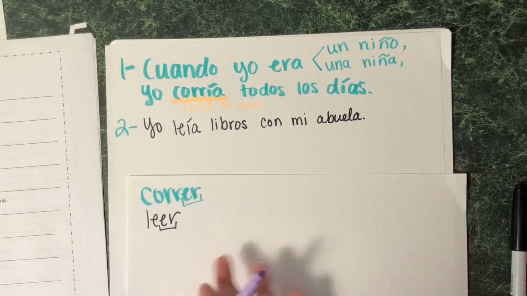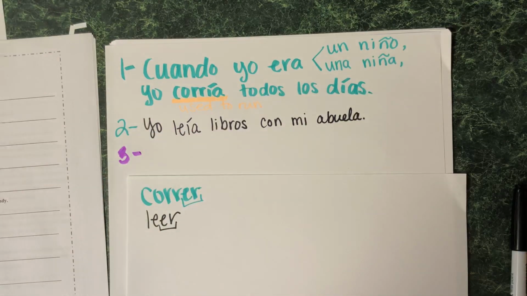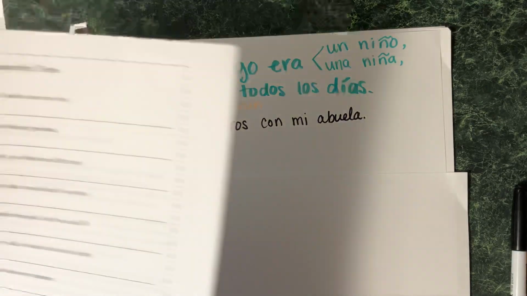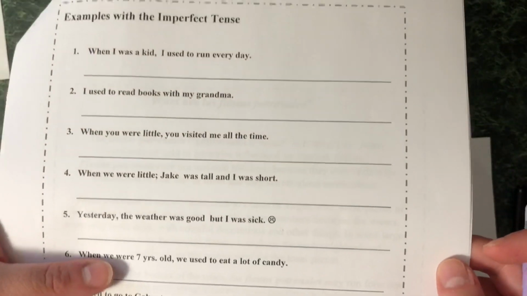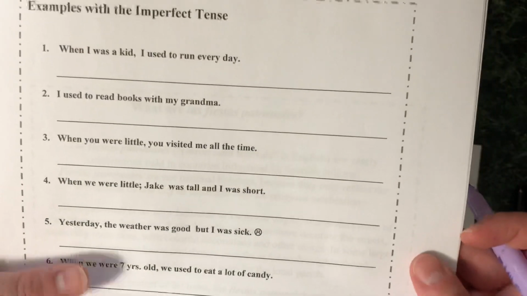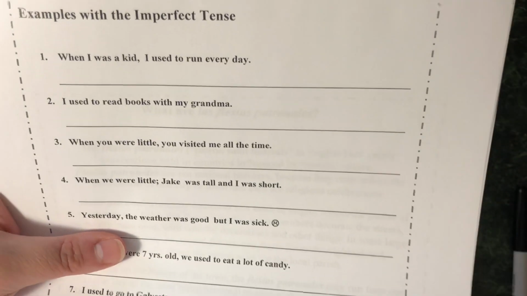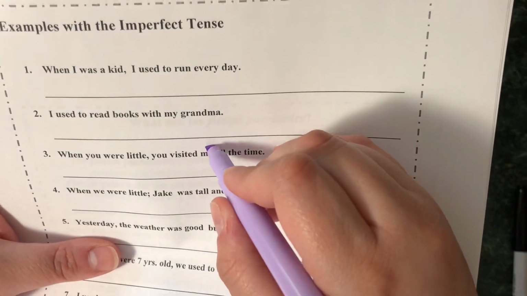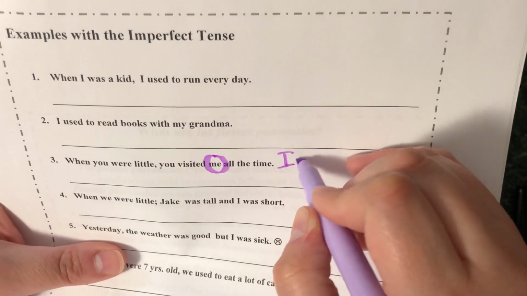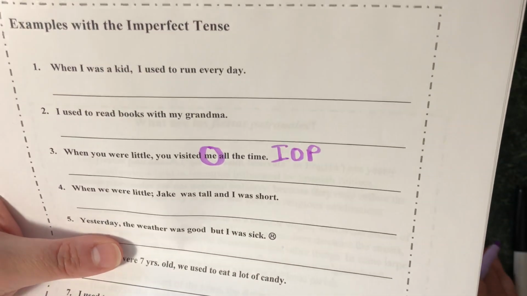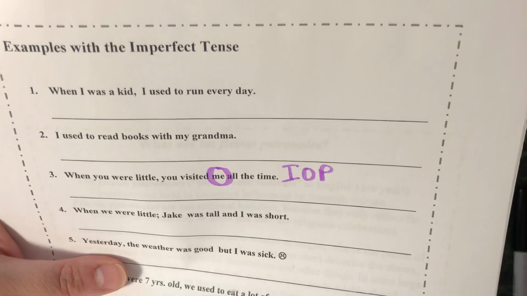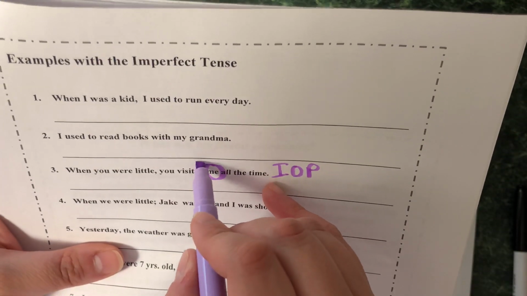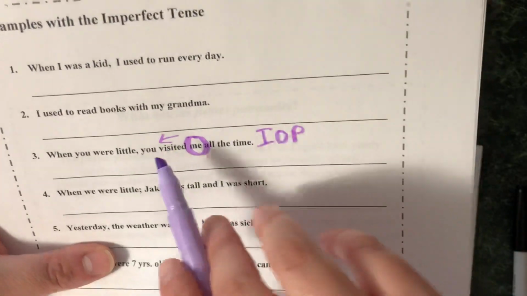Next one, number 3. When you were little, you visited me all the time. Now, on your notes, let's see if I can pull this up here. Guys, sorry about this, but I'm in my kitchen. This is as good as it's gonna get, so hang in there with me. As you know, this is an IOP, an indirect object pronoun. And where does the IOP go? Right at the beginning, exactly. Right before the subject and the verb.